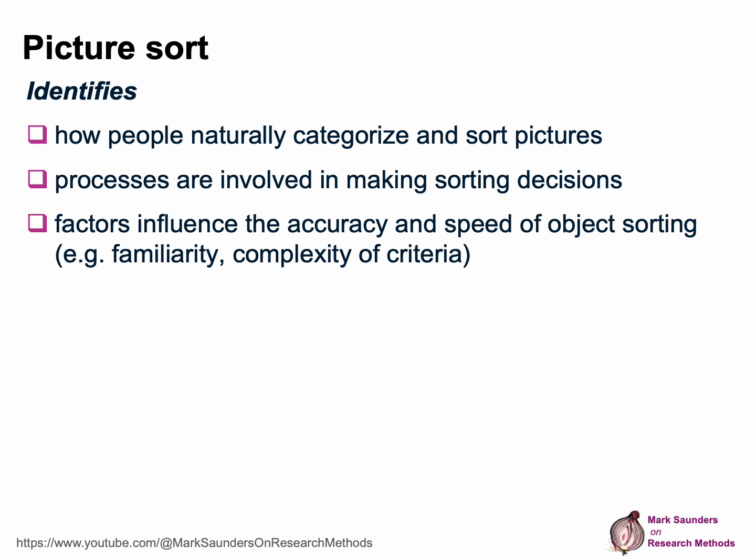And here we have the picture sort, and this identifies how people naturally categorise and sort pictures. And remember, the pictures are a particular thing, so you can relate it, say, to tourism, to hospitality, to human resource management, and choose pictures as appropriate. And again, we're looking at the process involved in making sorting decisions, and the factors that influence the accuracy and speed of object sorting. And again, issues of familiarity and the complexity of criteria are incredibly important.